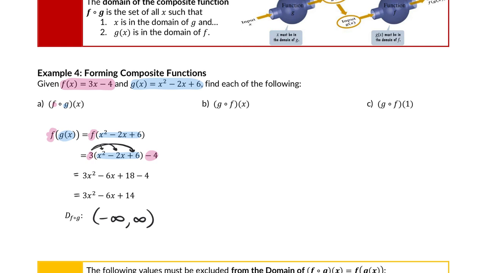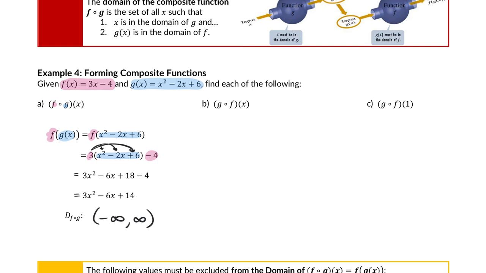Okay, Xander, ask your question. Where did the x go? This is 3x minus 4, right? Correct, but x right now is this blue function. So we threw the x away, and in its place, we put the entire blue function, wherever the x is. If there's multiple x's, you'll put it in multiple places.